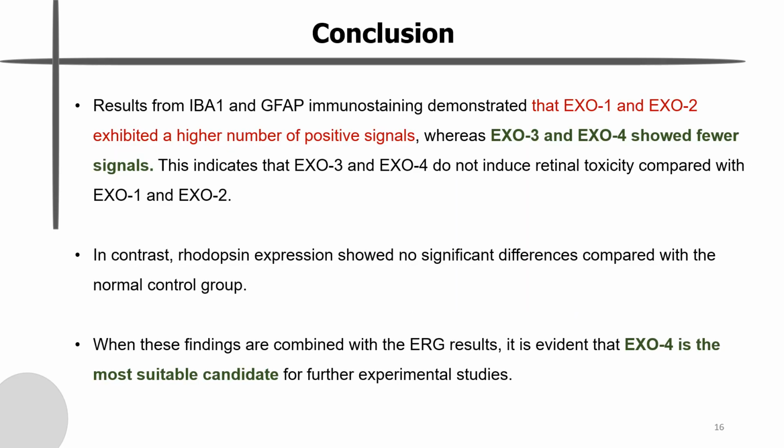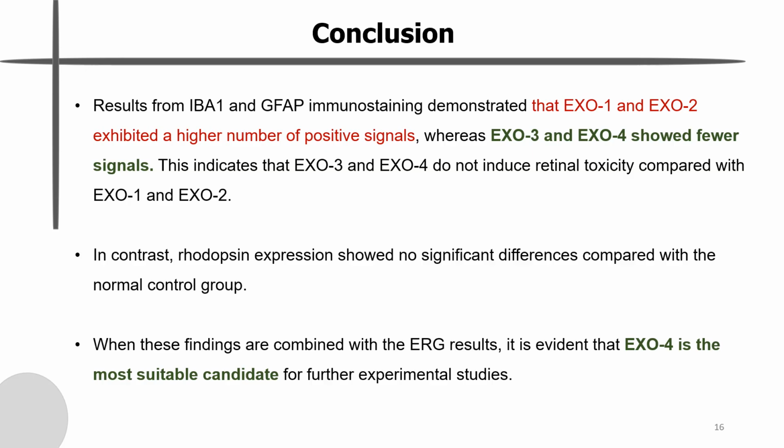Results from IBA1 and GFAP immunostaining demonstrated that EXO1 and EXO2 exhibited a higher number of positive signals, whereas EXO3 and EXO4 show fewer signals. In contrast, rhodopsin expression showed no significant differences compared with the normal control group.